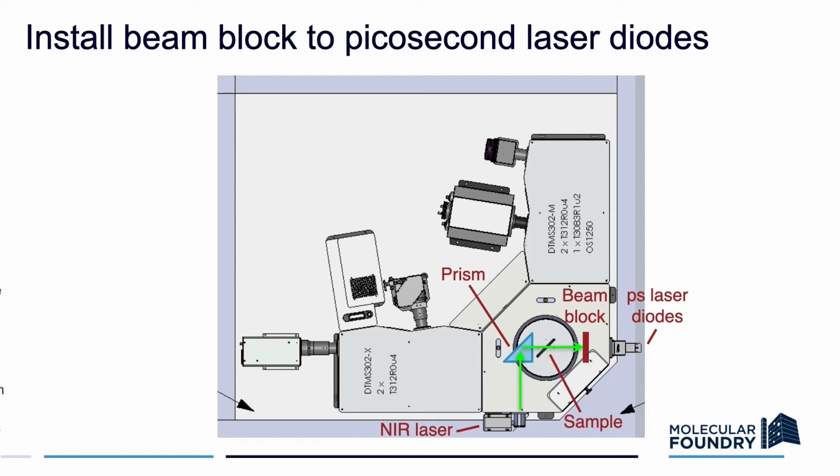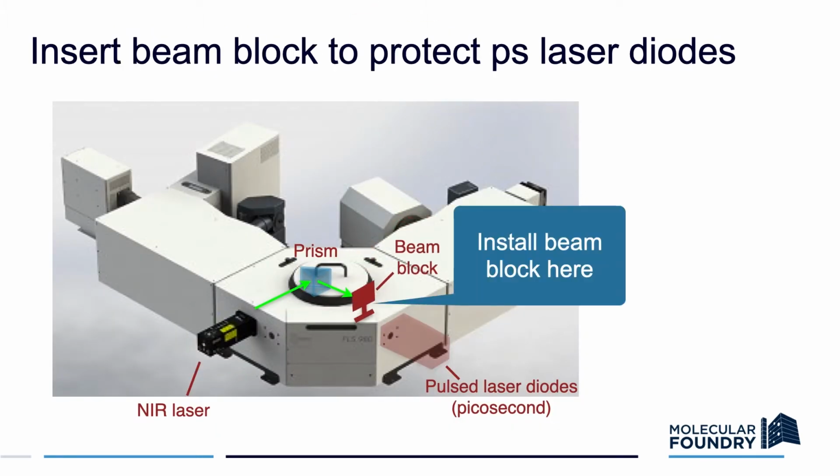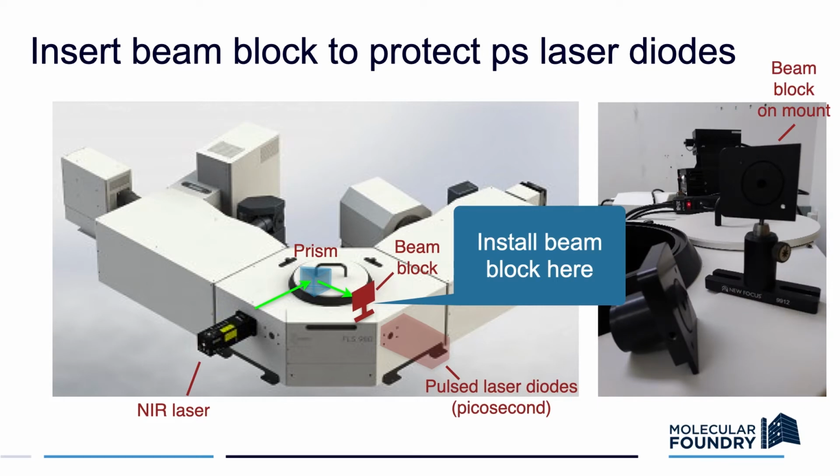So we're going to install a beam block in the path of the laser after it goes through the sample holder. So here's how the beam block looks schematically in this 3D view. And this is a picture of the beam block both on a mount and also unmounted.